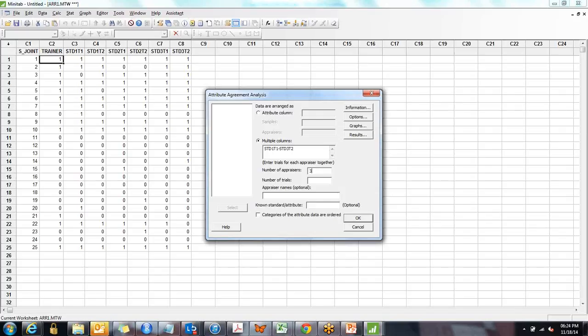We have 3 students: student 1, student 2 and student 3. How many trials is each student doing? 2. Absolutely correct. Do we have a standard also against which we can compare? Yes, the trainer. Absolutely correct.